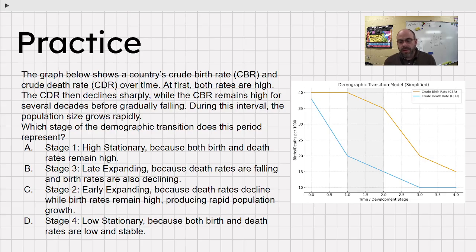So you see the period there where the birth rates remain higher, but the death rates begin to fall off. And what is the one that we're going to look at? It's not the high stationary, it's not late expanding, but instead it's early expanding because death rates decline while birth rates remain high, producing rapid population growth.